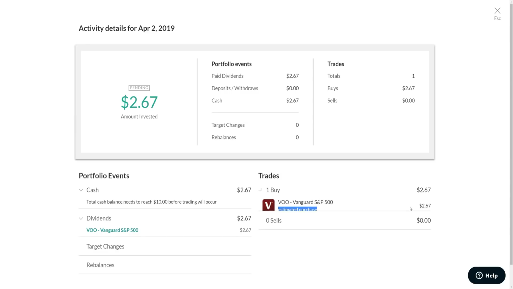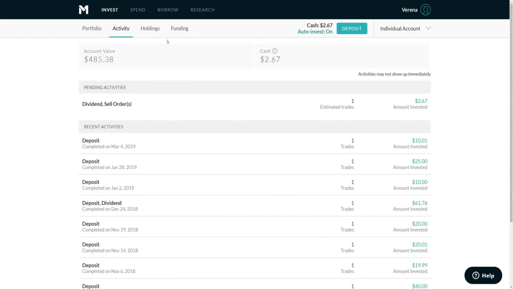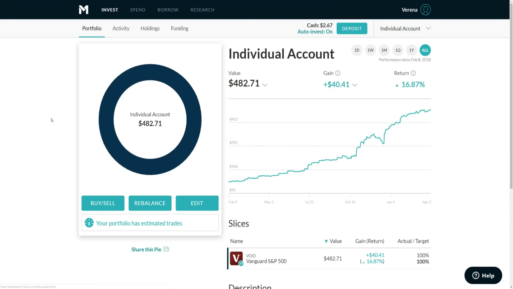This is the estimated purchase here. It's rebuying $2.67 of this specific fund. So that is what's going to happen, and we're going to go ahead and see if it works. So I'll be right back. We're going to flip over to the next day.